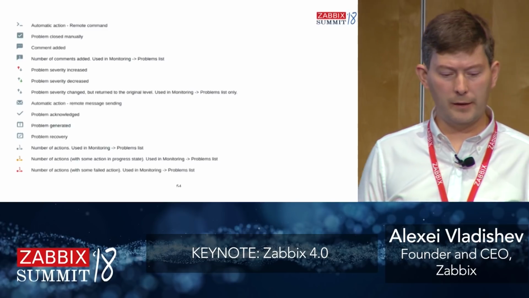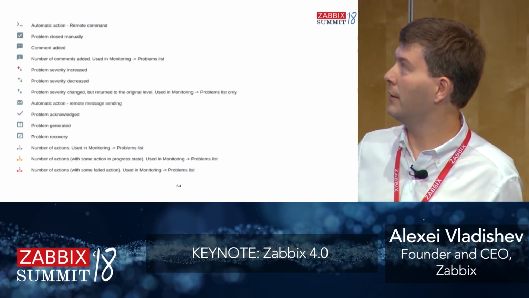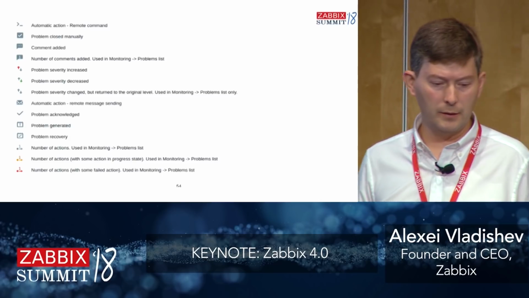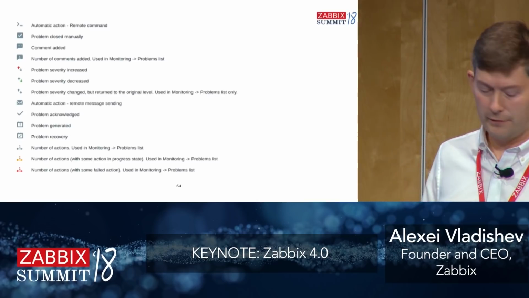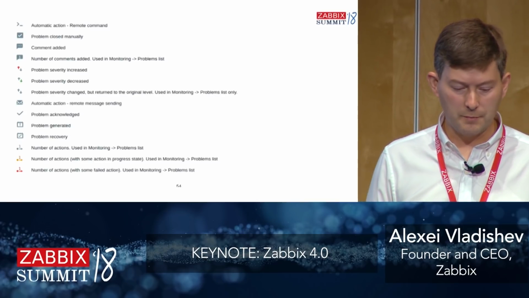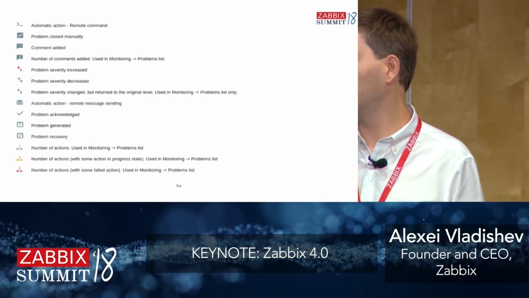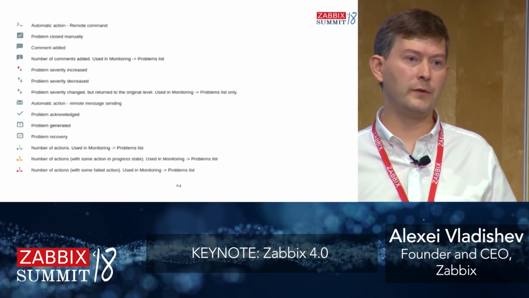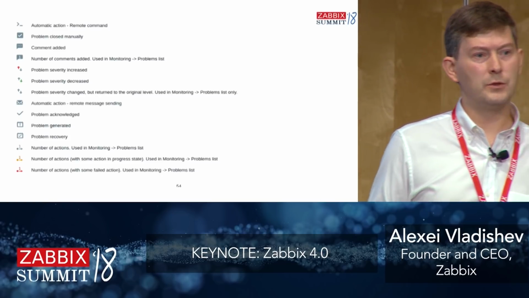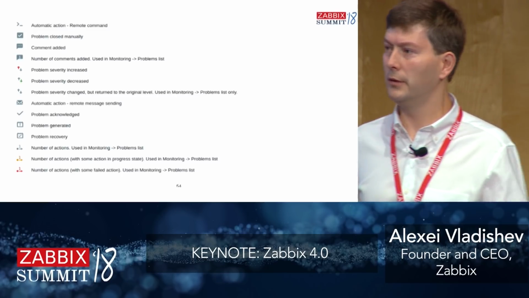Actually, there are many icons. Like if a remote command was executed, we have a special icon. When there are new comments, or when the problem severity is increased or decreased, we have different icons. Problem acknowledged, problem generated, recovery of the problem, we have special icons for all of it, and if you work quite frequently with the Zabbix UI, I think it's really easy to memorize and to use this information instantly.